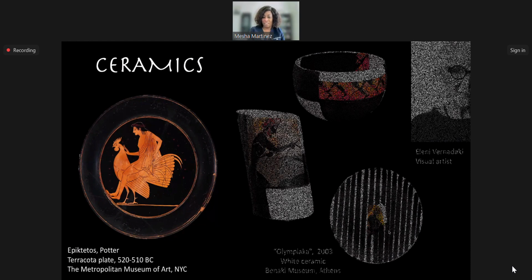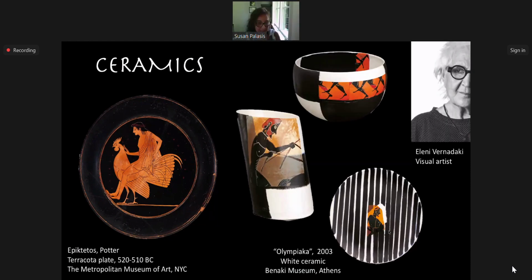And then we fast forward to Eleni Vernadaki, and she's actually been called the priestess of Greek pottery. And she's a very revolutionary woman when women didn't have much of a creative voice in Greece. And she created these modern ceramic objects. She used modern elements, but incorporated the ancient figures in her pottery, which I thought was really interesting.